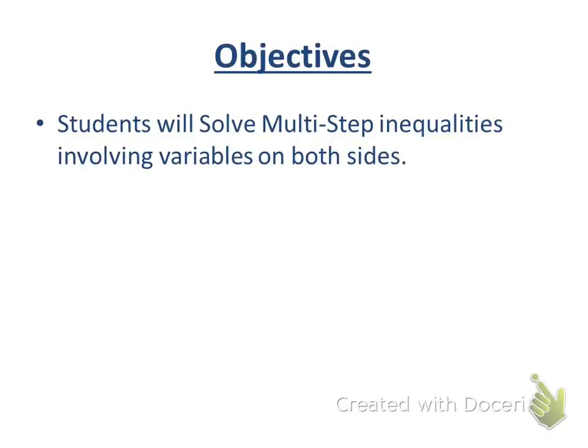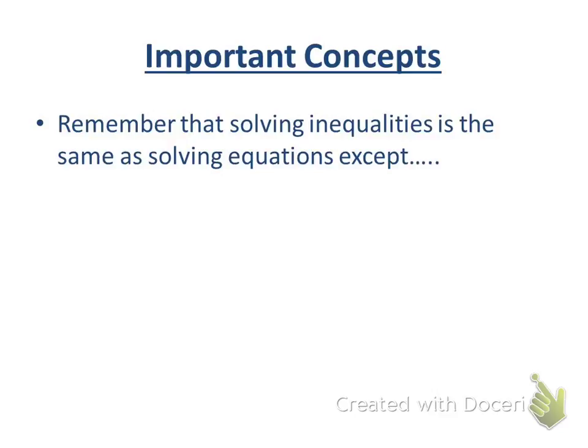This is kind of repetitive of what we've done before because solving inequalities is the same as solving equations, except for what? Y'all focus here. Except if you multiply or divide by a negative, you have to flip the symbol. What else is different? It's not an equal sign.